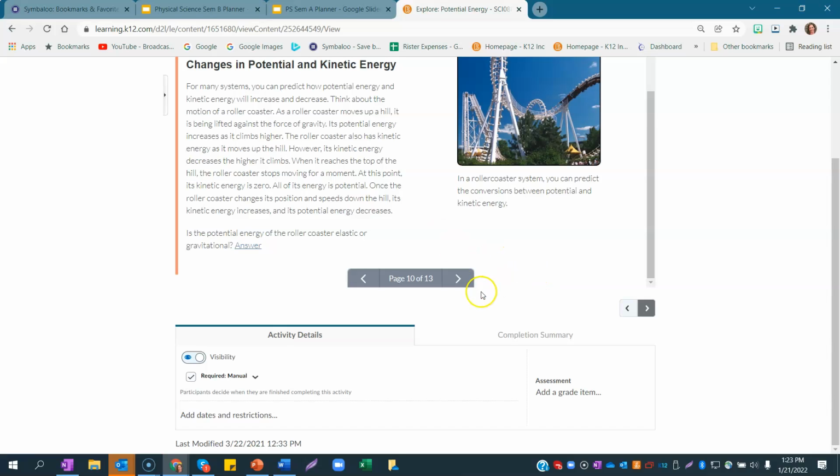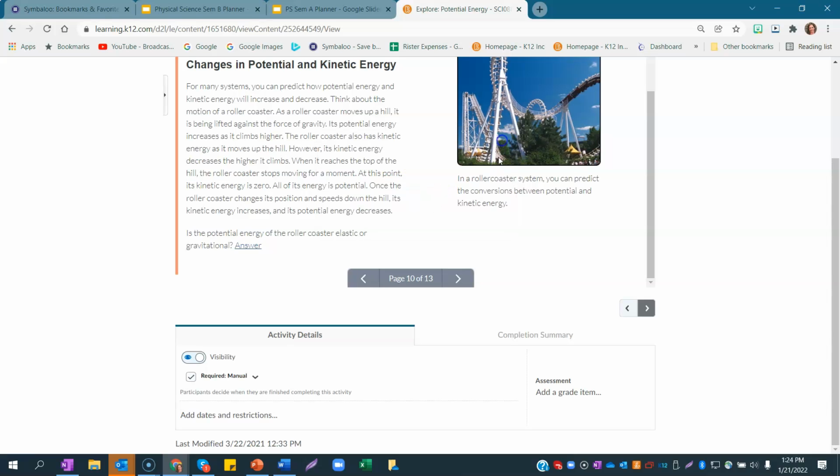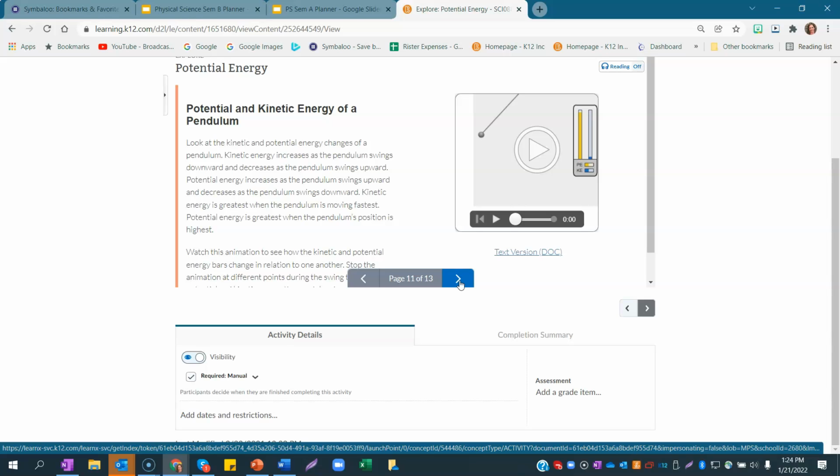So just as I explained. And is that elastic or gravitational? Okay, so here we're seeing an example of gravitational because it's lifted against the force of gravity. So that helps you answer, again, question 6. And then we get into 7, talking about pendulums again.